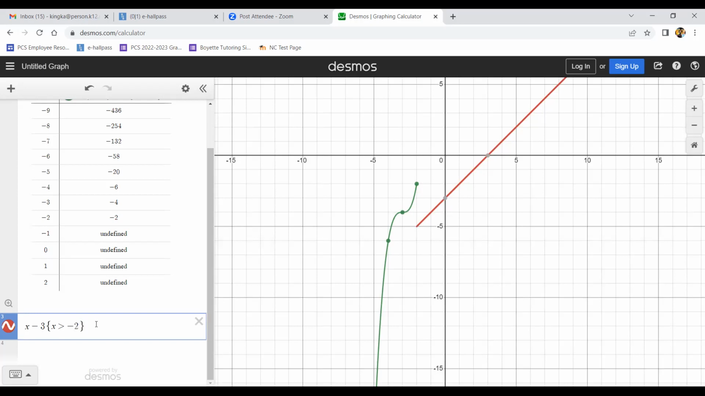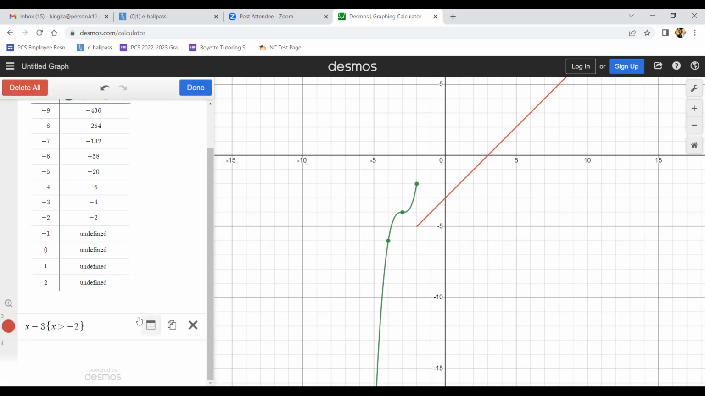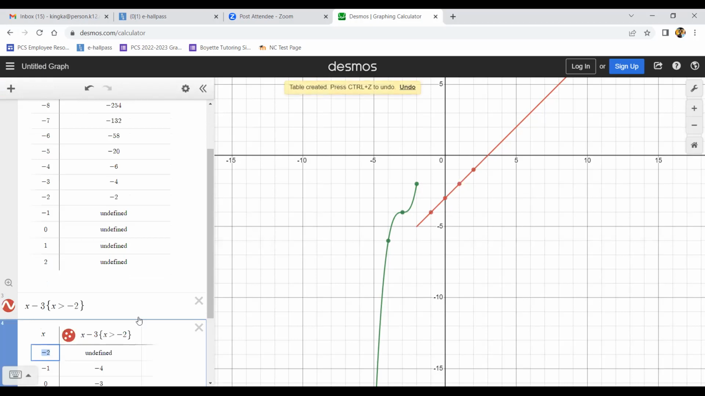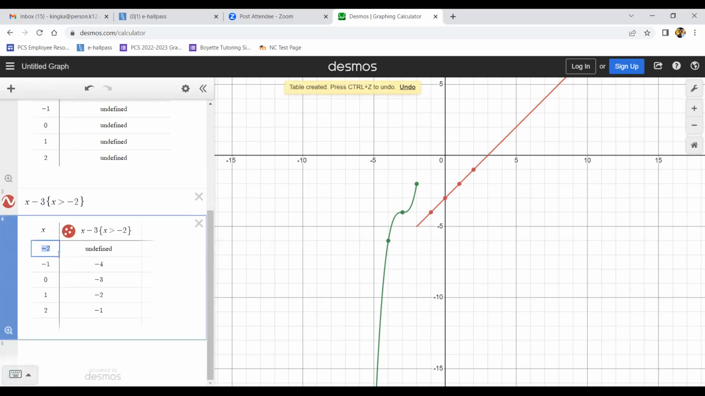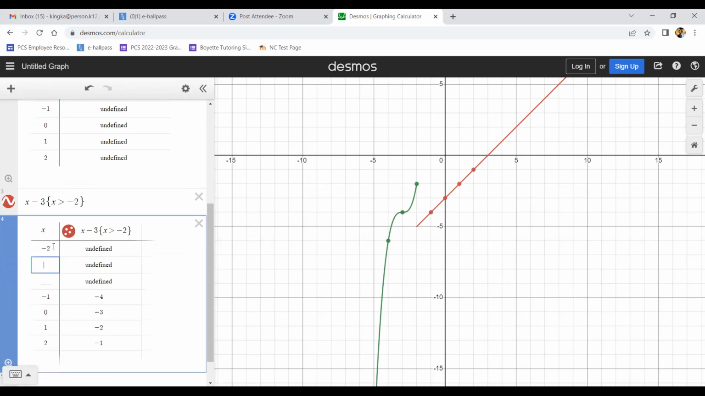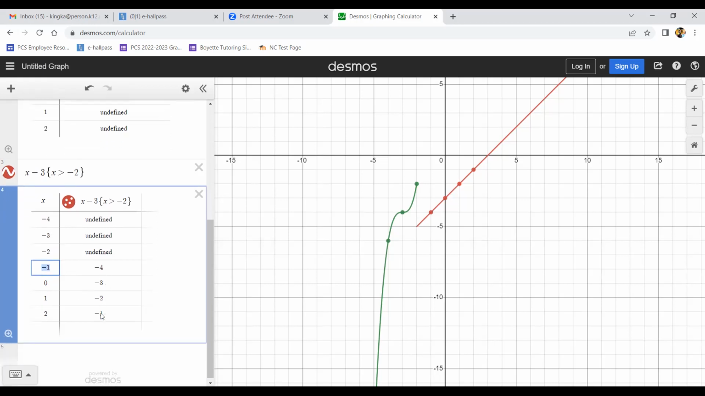Okay, so we're going to go back now and we're going to click on the gear and click on the table. And then you can see at -2, and you don't have to put more negative values in here, but if I did, you would see that those negative values are all undefined because that's the part of the graph that we would have erased. And then if we look at the other parts, those parts are defined. Those are actually points that we're going to draw.